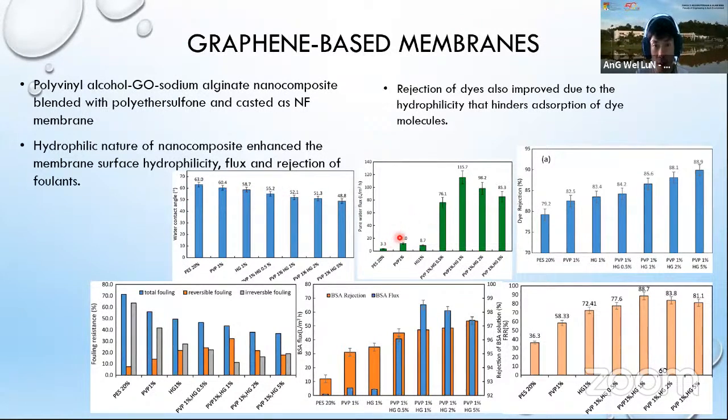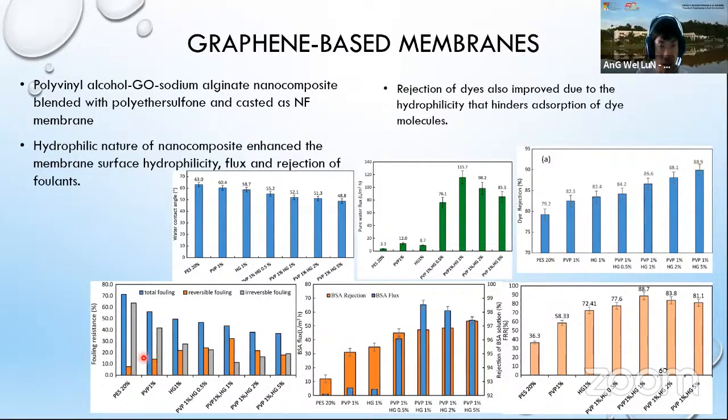And then if we look at the water flux, because of this improved contact angle, more hydrophilic, the flux is increased a lot. Okay, and then the rejection performance also increased because of the presence of this graphene oxide, which helps to repel the pollutants. Okay, so more pollutants will be prevented from passing through the membrane.